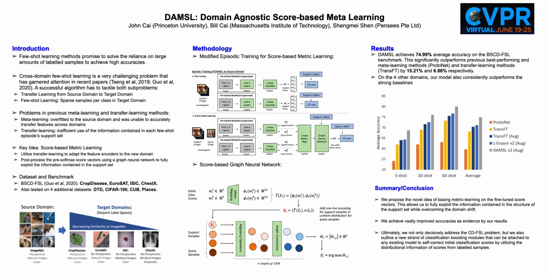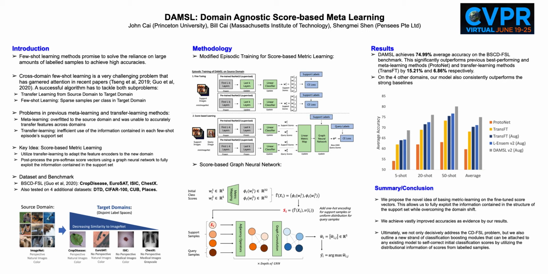In terms of the data sets and benchmarks, I'm sure that experienced readers would be familiar with the broad study of cross-domain few-shot learning, which was proposed last year. In this, we have CropDisease, EuroSAT, ISIC, and ChestX, with decreasing similarity to ImageNet, which is the source domain that we train on. And our method is also tested on 4 additional data sets beyond this.